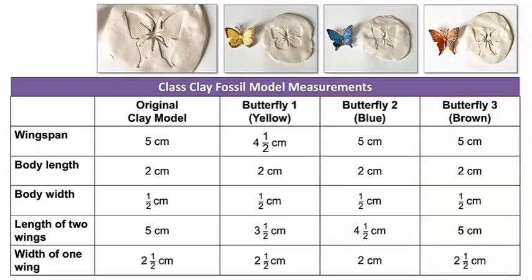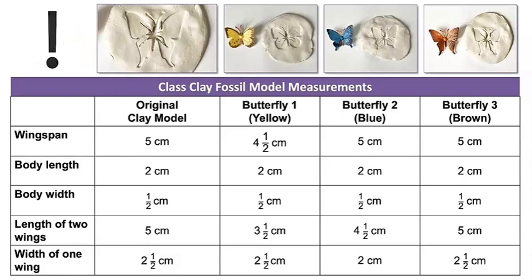What do you notice about these data? Which butterfly do you think may have made the impression in my model? Can you eliminate any of the butterflies on the basis of their measurements? Maybe get us a little closer to solving our mystery?